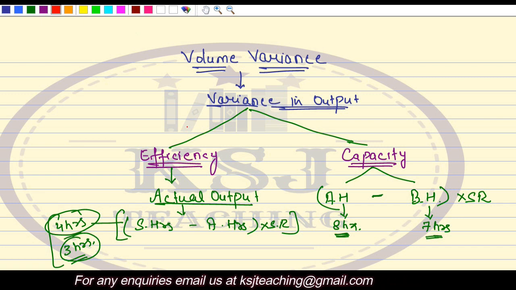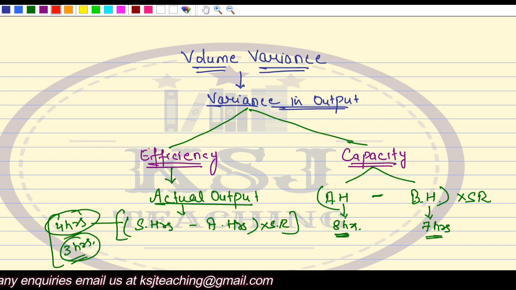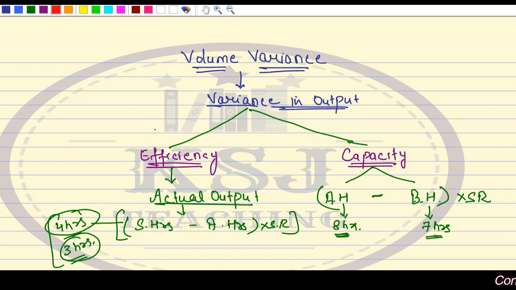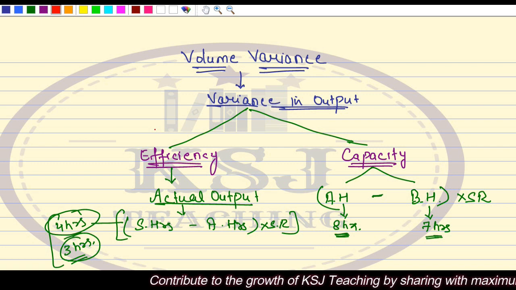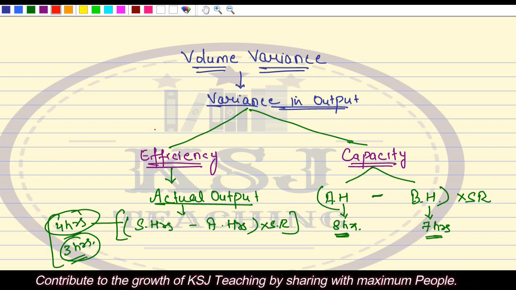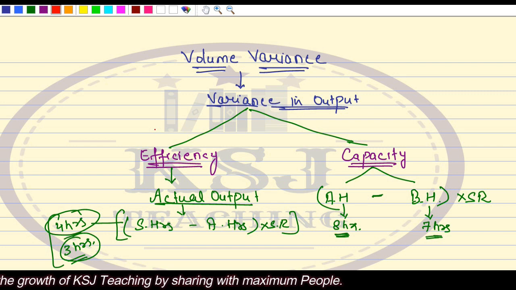So let's continue with our discussion on standard costing, and in standard costing we have been discussing fixed overheads, right? In the last lecture we discussed the efficiency and the capacity variance. That volume variance is due to two reasons. One is the efficiency and another reason is the capacity.